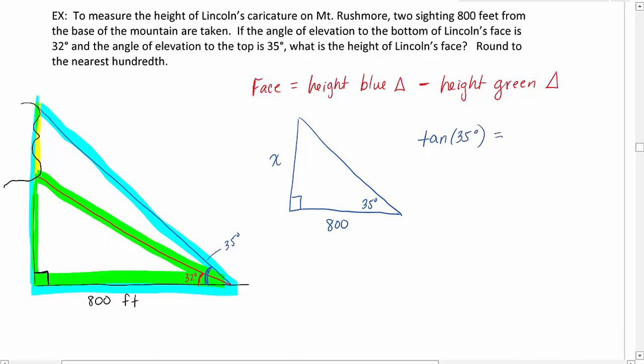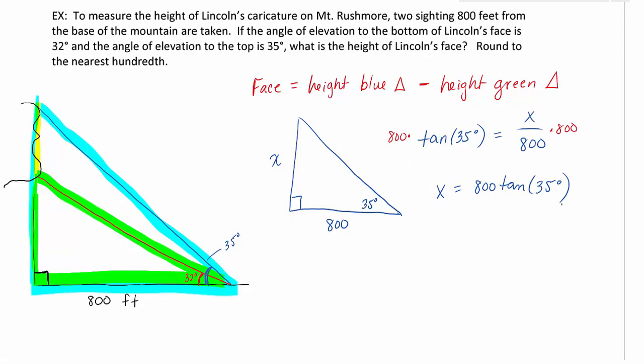So tangent of 35 degrees is going to be x over 800, multiplying both sides by 800. We get x to be equal to 800 times tangent of 35 degrees. I would not get a decimal approximation here. I would wait until we get the two different heights and just put the whole subtraction in our calculator at one time rather than rounding early.